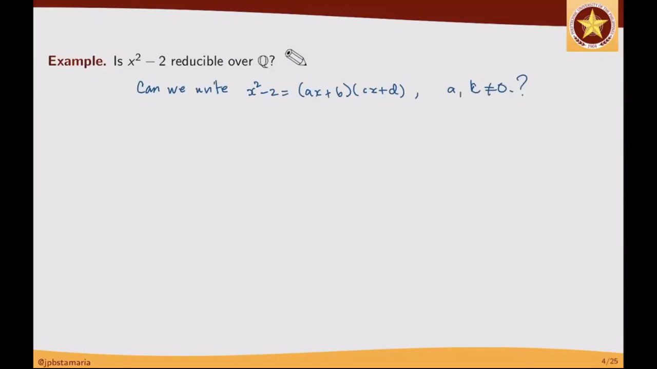What do you think? Eh kapag sinubukan mo, i-multiply, get AC x squared, you get AD plus BC x plus BD. Tingnan nyo. So, kung equal siya sa x squared minus 2, that means AC is 1, AD plus BC is 0, at ang BD ay negative 2.